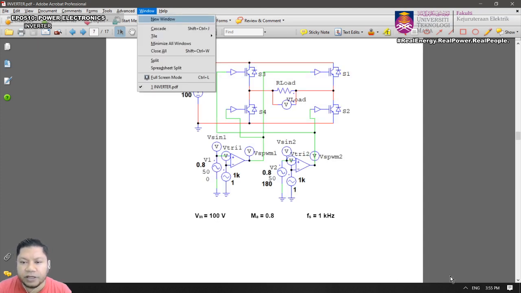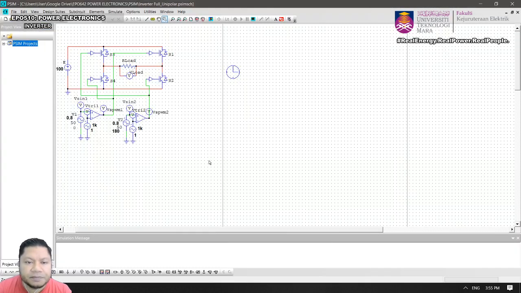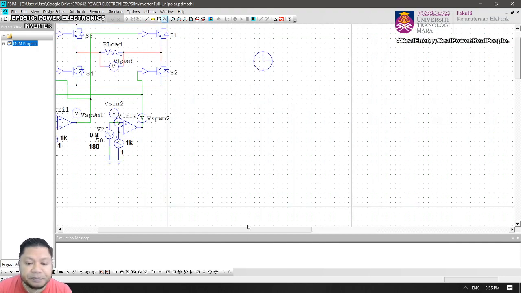Okay, let's continue with the circuit simulation. We're going to look at the unipolar PWM of the full bridge topology circuits. You can download from the Padlet the circuit I share with you for the full bridge with a unipolar technique. So this is the circuit.